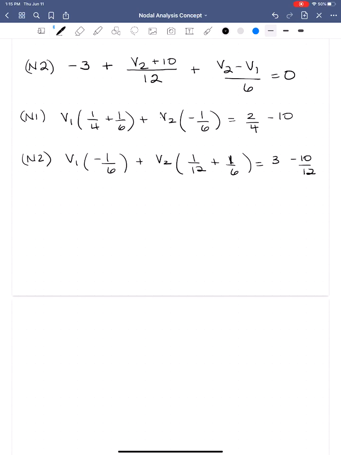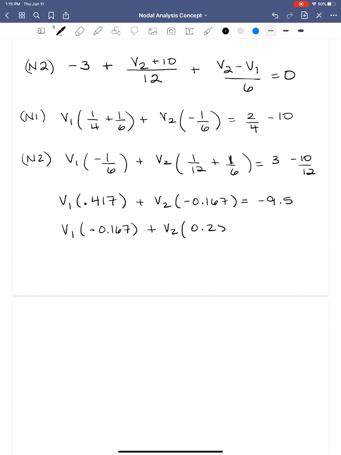Here we go. We will have V1 times 0.417, plus V2 times minus 0.167 is equal to minus 9.5. And the second equation is going to be V1 times minus 0.167 plus V2 times 0.25 is equal to 2.167. All right, so we will do the math here, and we'll get that.